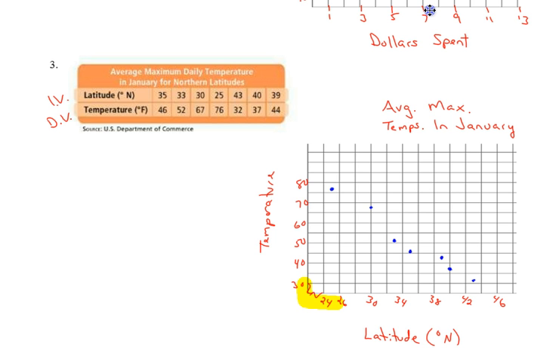The last thing I want you to do is tell me what kind of correlation this scatter plot has. Since the points are going on a downward slope, that means that the independent variable is increasing and the temperature, or dependent variable, is decreasing, so I'm going to have a negative correlation. As one value increases, the other one decreases.